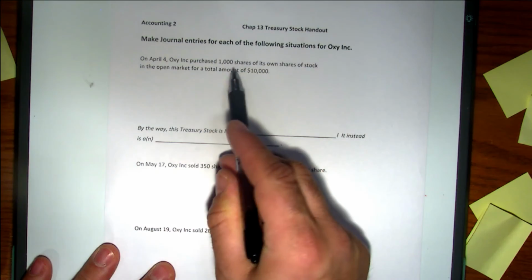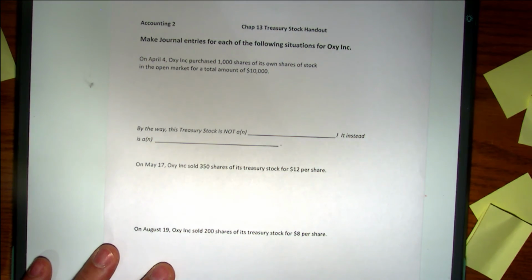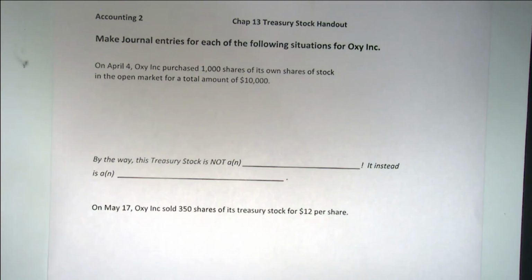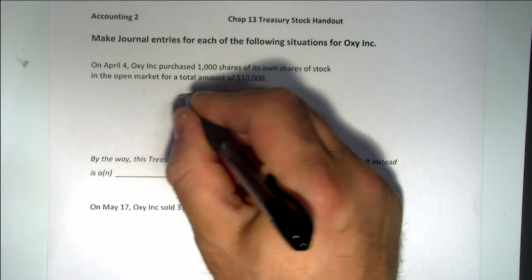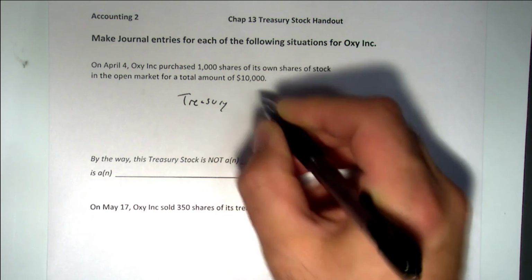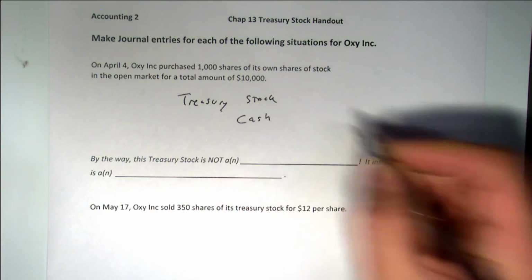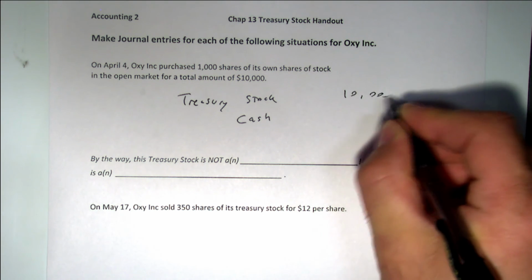Okay, folks at home, if you're not done, and you're probably not, just pause us and push play when you are done, okay? So let's go ahead and go through this. On April 4, Oxy purchased 1,000 shares of its own stock in the open market for a total amount of $10,000, okay? Well, we debit Treasury stock and credit cash for $10,000, correct?